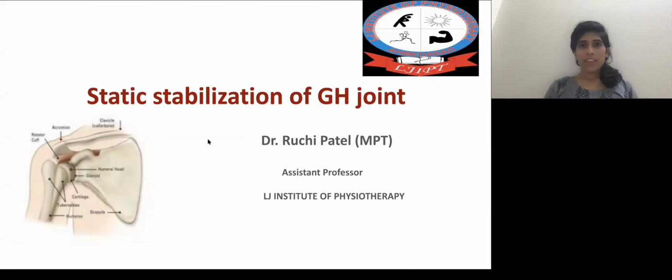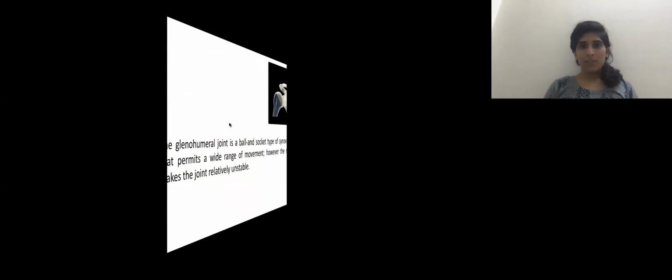Today I am going to take a second year topic, that is static stabilization of the glenohumeral joint. Many times this question can be asked for 5 marks in the university exam, as well as, along with the dynamic stabilization, it can be asked for 15 marks as a major question. So let's start with the presentation.